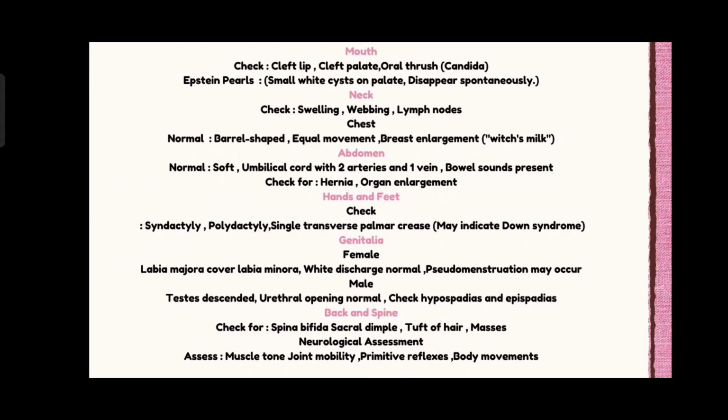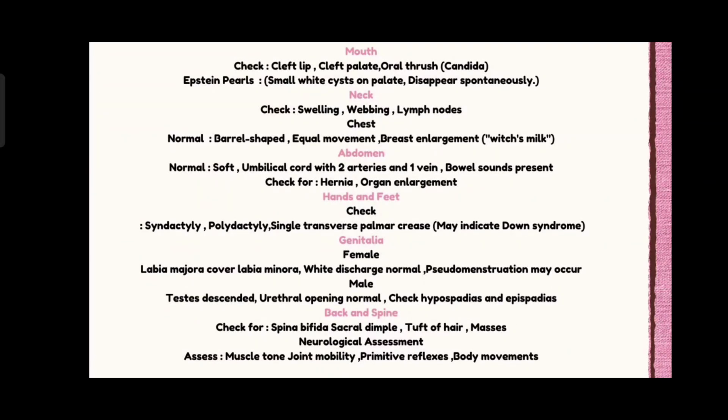Then coming to the mouth, I already explained what all the things are that we have to check in the mouth, which means we have to check for cleft lip or cleft palate, and we have to check for oral thrush. It is an infection which is caused by Candida albicans. Then we have to check for Epstein pearls, which means there is a small white cyst on the palate and it will disappear spontaneously after the birth itself.